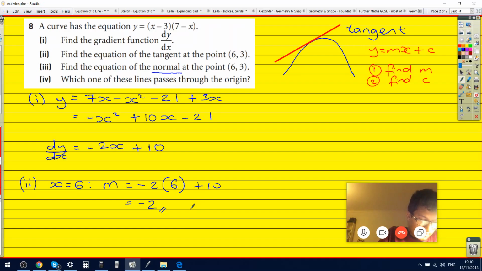Okay. So then we have the y value to be equal to 3. So y equals mx plus c. Just continue with that for a second.